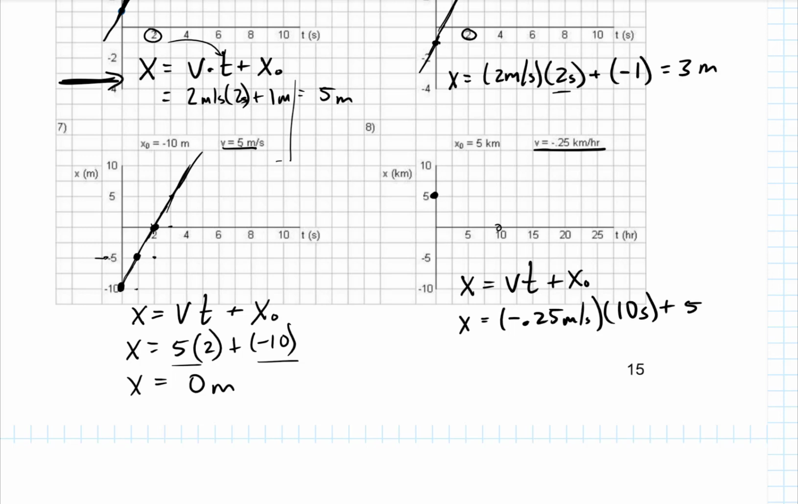So -0.25 times 10 is -2.5 meters plus 5 meters. So my final position is +2.5 meters. That's right along this line. So at 10 seconds, if I'm at +2.5 meters, I'm right there. And then that's my line.